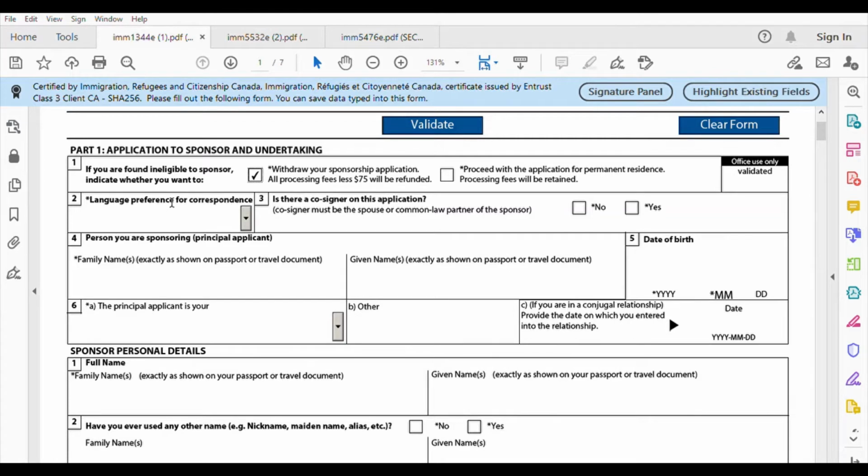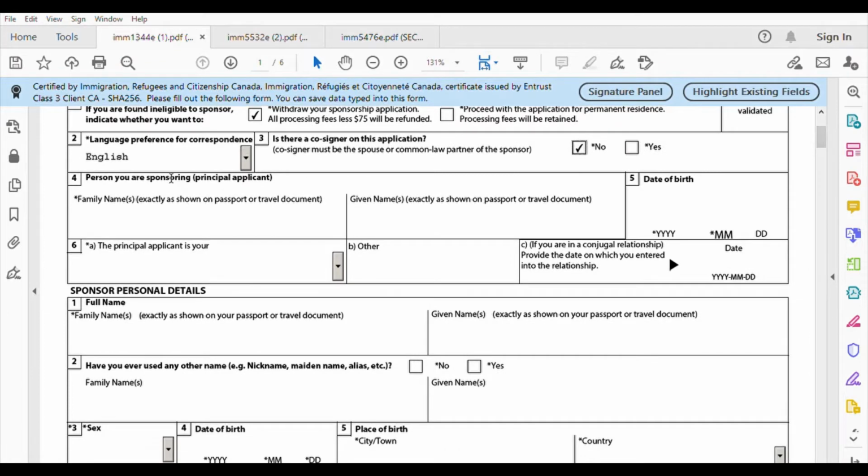Language preference for correspondence: you choose English or French. It depends on whether you speak English or prefer French, so you choose the language you want. Me, I will choose English. Is there a co-signer on this application? We choose no because we don't have a co-signer.